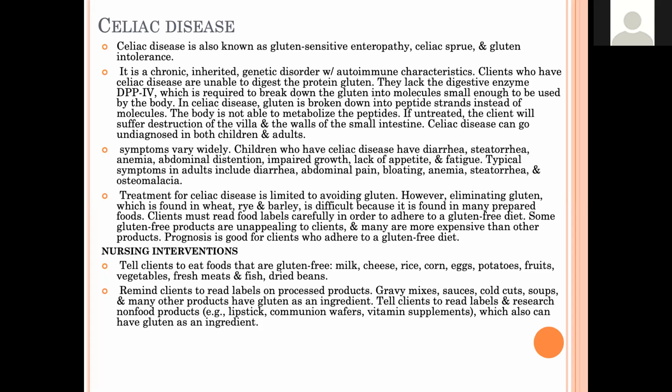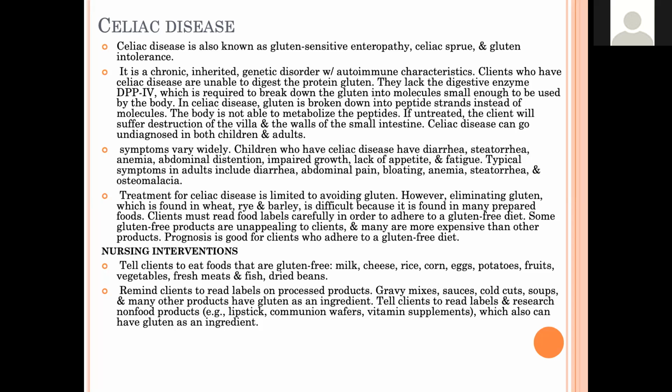Children with celiac have diarrhea, steatorrhea, again, that's floating stool because of the fat in it, anemia, abdominal distension, impaired growth, lack of appetite, and fatigue. Typical symptoms in adults include diarrhea, abdominal pain, bloating, anemia, steatorrhea, and osteomalacia.